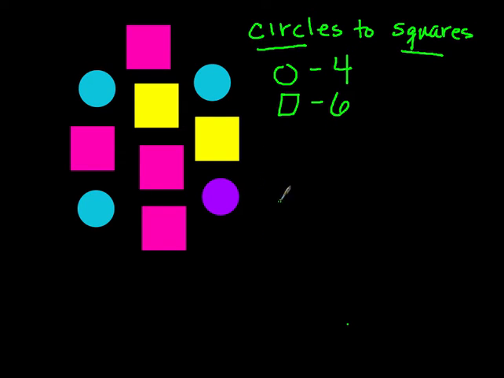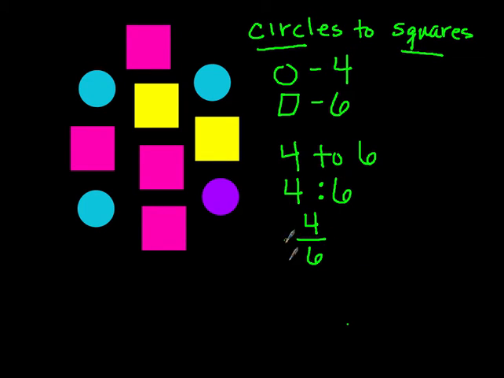There's 3 different ways to write a ratio. You can write it in words, circles to squares, 4 to 6. You can write it with a colon, 4 colon 6, which we still read as 4 to 6, or you can write it to look like a fraction, 4 over 6, which we also read as 4 to 6. So 3 different ways, words, colon, or fraction, are how we describe a ratio.